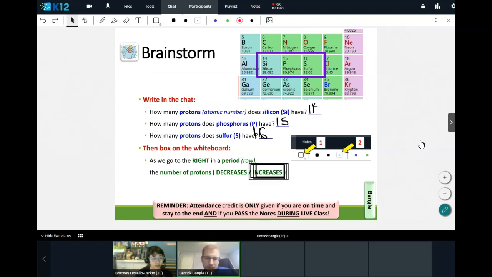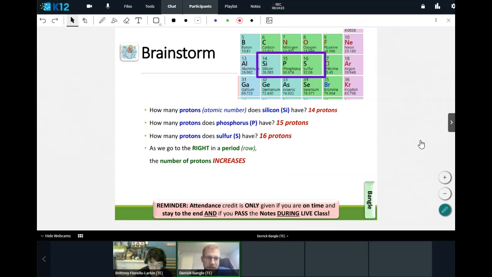Awesome, good. So this is the trend that we're noticing, right? The protons or the atomic number is increasing as we go from left to right. This is going to relate to electronegativity, because electronegativity has a similar trend in which it increases or decreases as you move a certain direction on the periodic table.